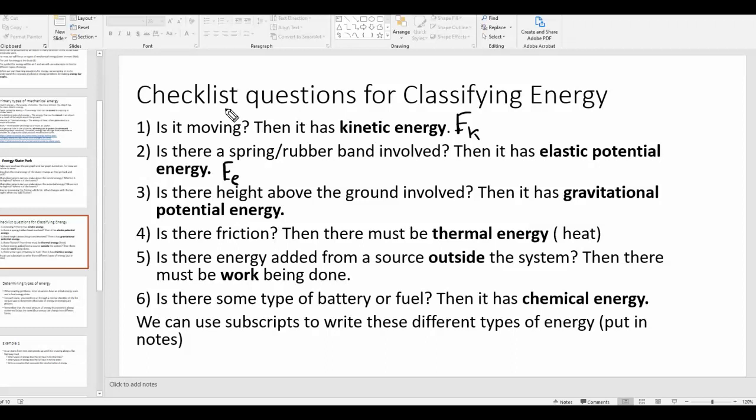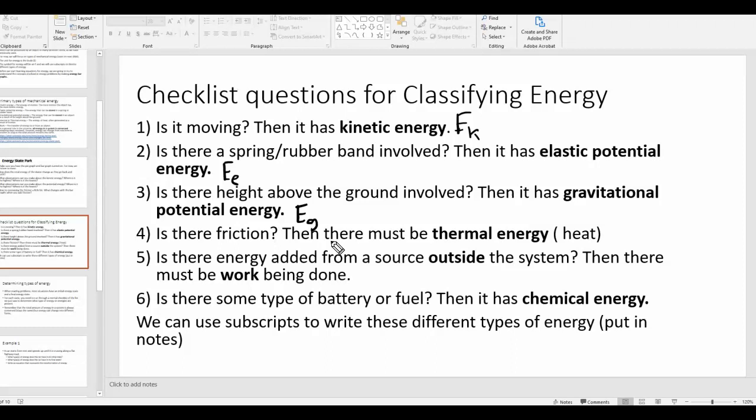Is there height above the ground? Okay, does the object have a height above the ground? If it does, it has gravitational potential energy, and for that we write Eg. And I do want to point out it's possible to have more than one of these types at the same time. Okay, so that's why you have to run through this whole checklist.